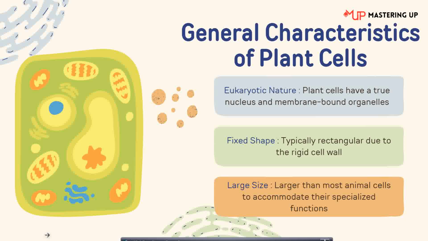They are not bounded by a membrane. Okay, now fixed shape. Plant cells have a fixed shape. Typically they are rectangular due to the rigid cell wall. Cell wall is present. In an animal cell, the cell wall is absent, but in a plant cell the cell wall is present.